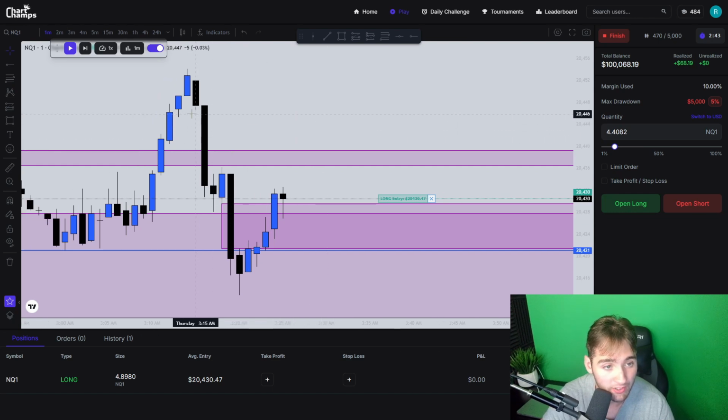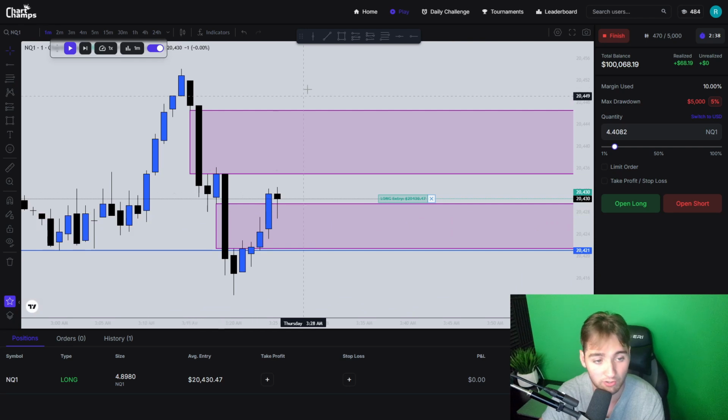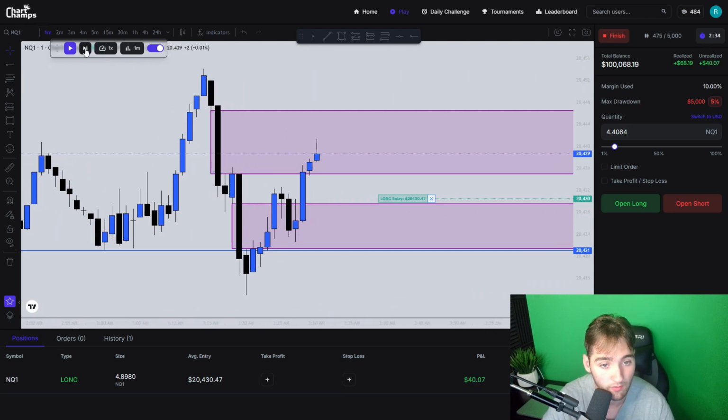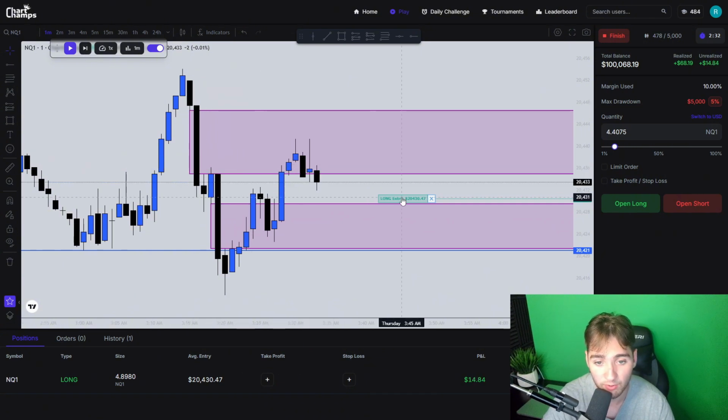And all we're going to target is this fair value gap in here, inside this fair value gap. This chart looking cluttered. Okay, boom. And there we go. That's a partial. So we take a partial there for a 101.